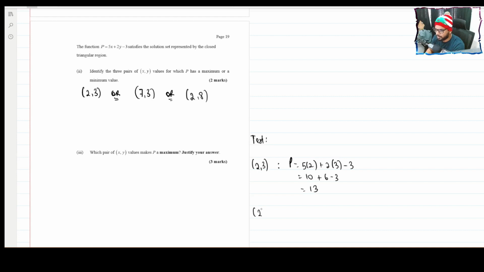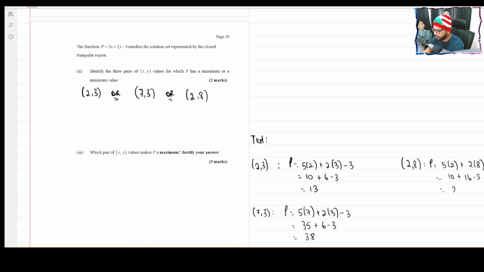I'm going to test 7, 3. I'll have p is equal to 5 into 7 plus 2 into 3, take away 3. 35 plus 6, take away 3. 35 plus 3 is 38. And my final test is going to be 2, 8. p is equal to 5 into 2 plus 2 into 8 minus 3. 10 plus 16 take away 3, that is 10 plus 13, which is 23.